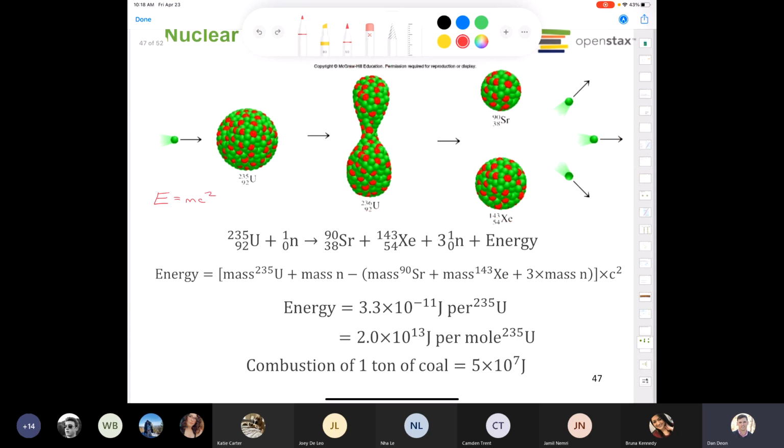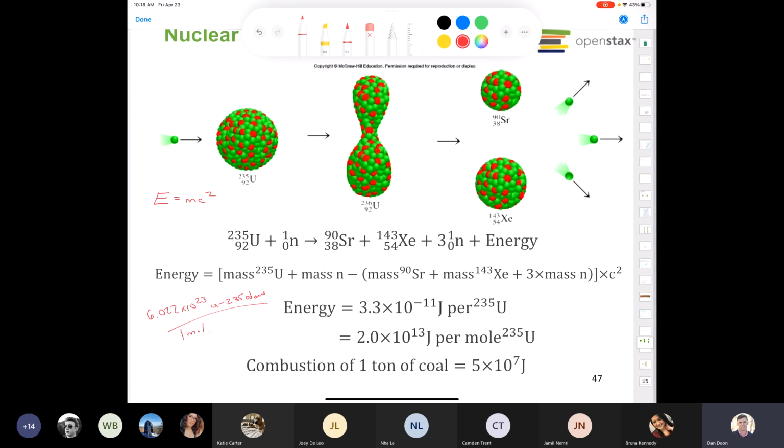So when you do the math, look at this. You end up with the energy that's being released as being 3.3 times 10 to the negative 11 joules for every uranium-235 atom that we have. And again, it doesn't sound like a whole lot, does it? But remember that there's 6.022 times 10 to the 23 uranium-235 atoms in 1 mole.